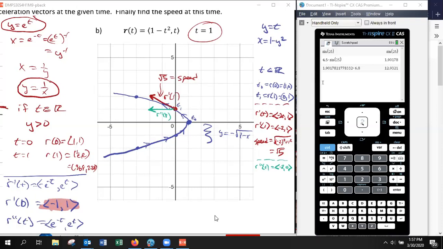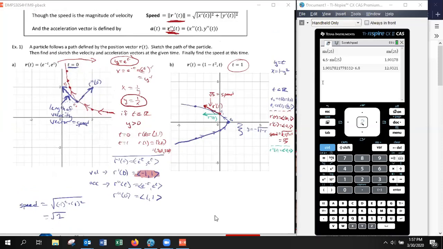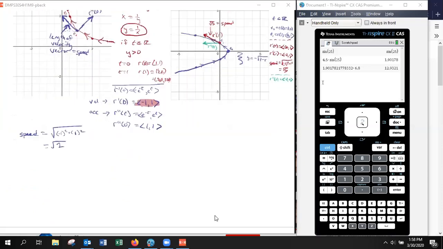So, any general questions about either one of these two problems? Being able to draw a particle. So do you know how to draw the path of particles following? Do you know how to find the acceleration and velocity vectors? And then do you know how to find the speed of those? Yes, okay.